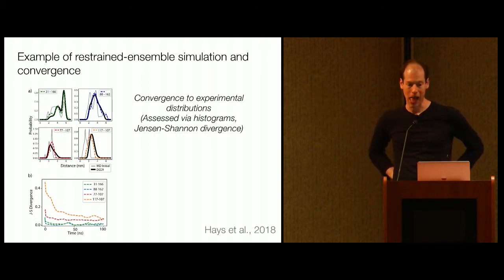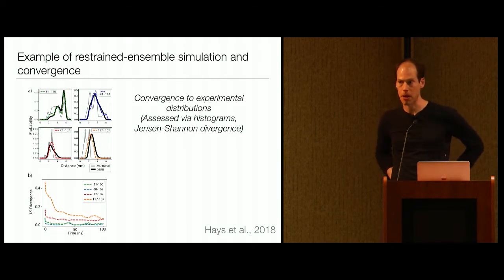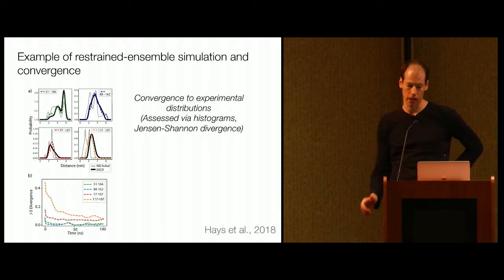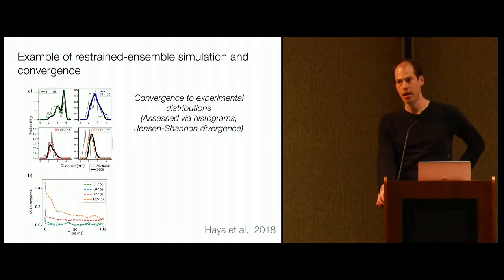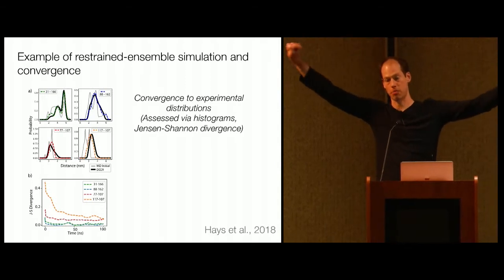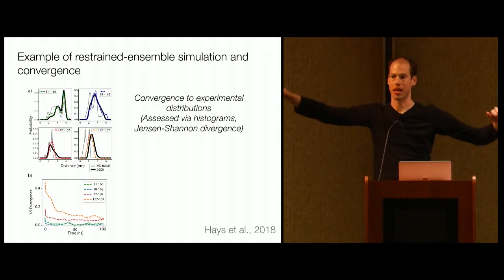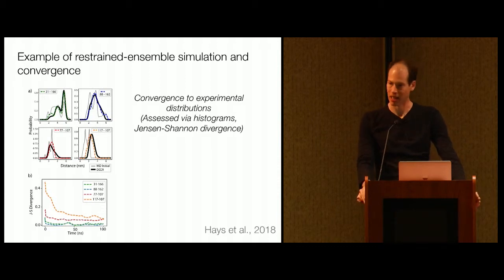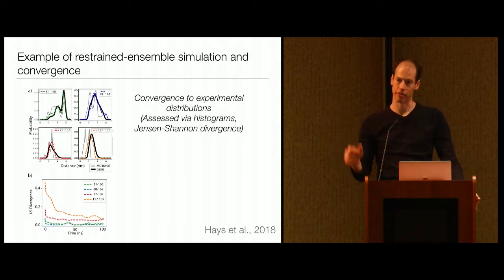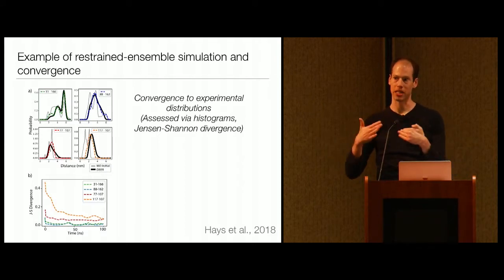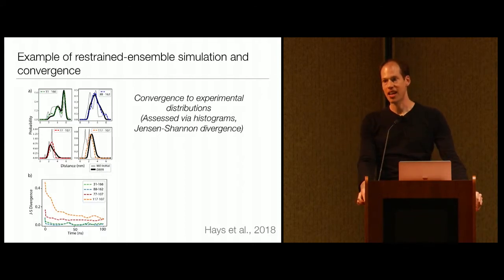In black are the distributions from DEER spectroscopy, and then in heavy color is the estimated distribution from the simulation ensemble after 100 nanoseconds. And then if you look at the Jensen-Shannon divergence, some of these pair restraint observables converge extremely quickly, and some take a little bit longer to converge in this particular set of simulations. But Jensen-Shannon divergence is a good way to estimate agreement of distributions, and we use that to monitor convergence over time.